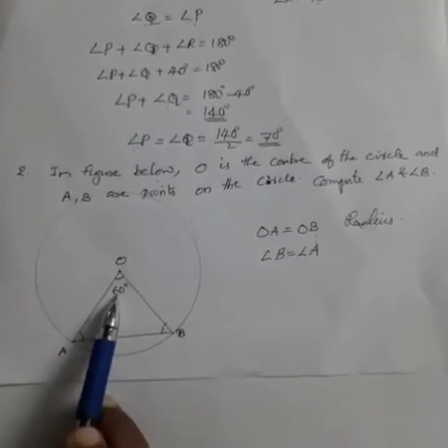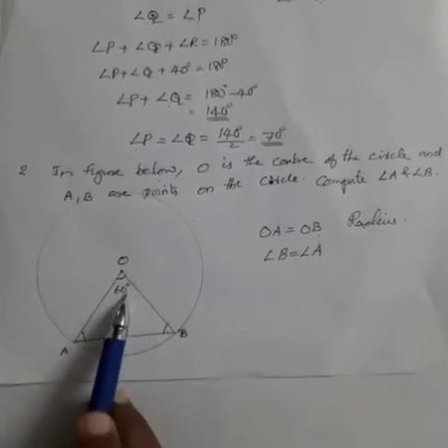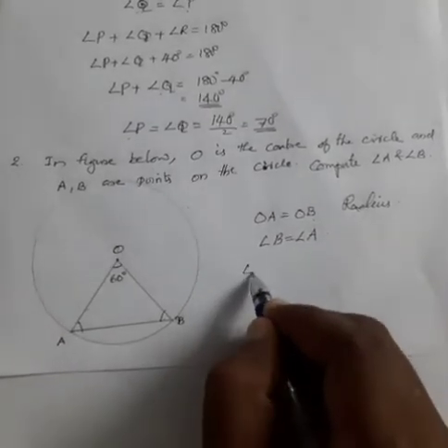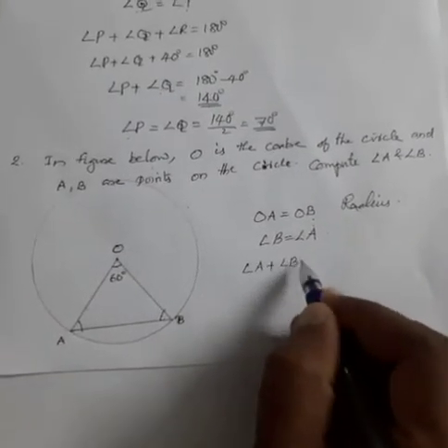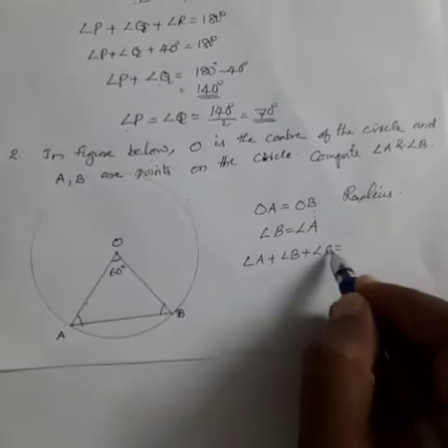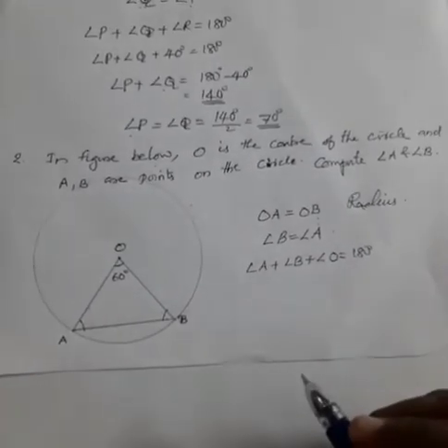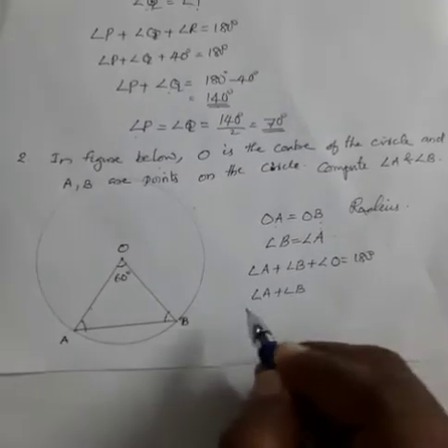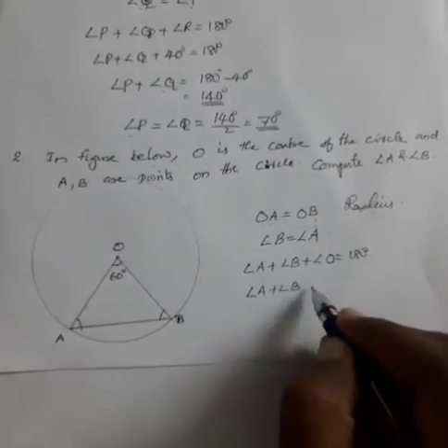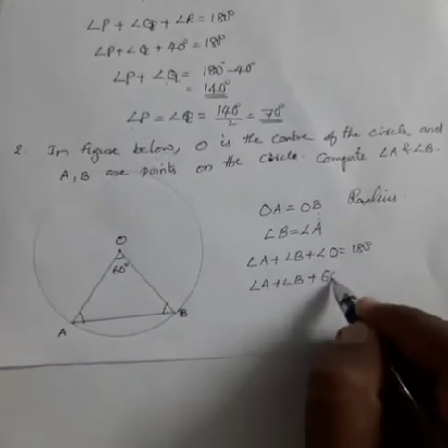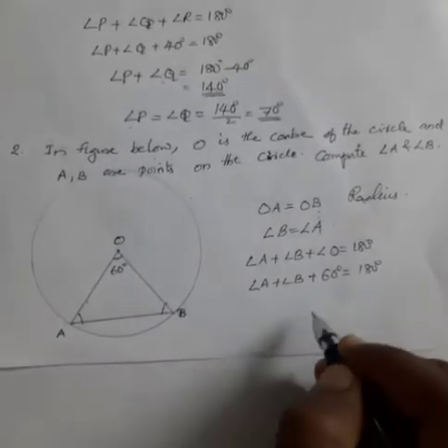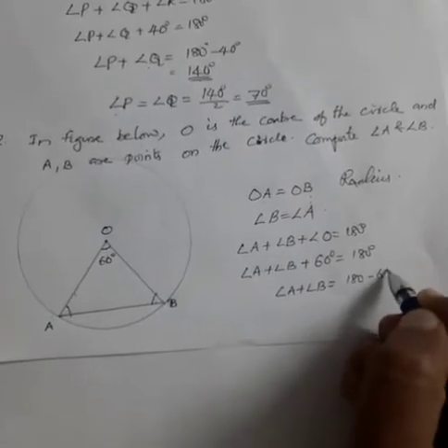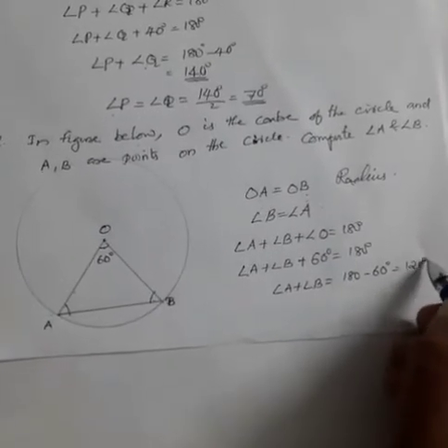And one angle is given, 60. So what about the sum of angles? The sum of angles is 180. So angle A plus angle B plus angle O is equal to 180 degrees. In that, angle A and angle B are equal according to the principle. Then angle O is 60 degrees. So it is 180. And what about angle A plus angle B? It is 180 minus 60, that is 120 degrees.